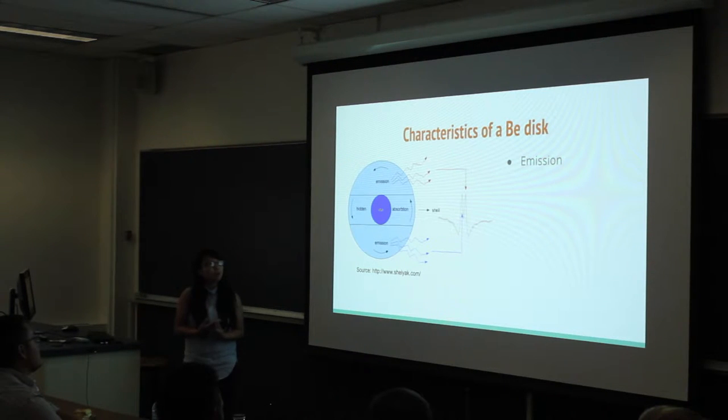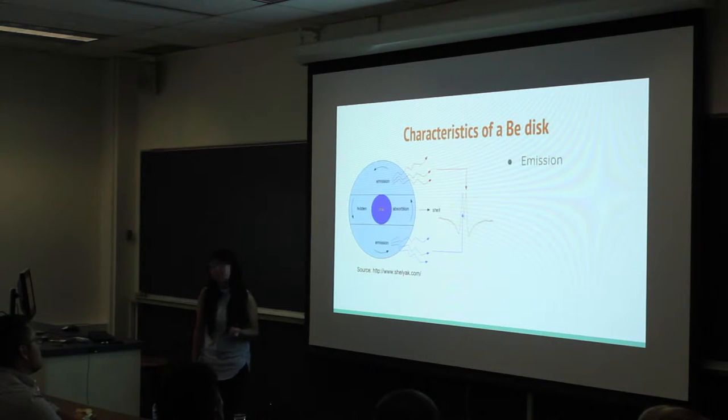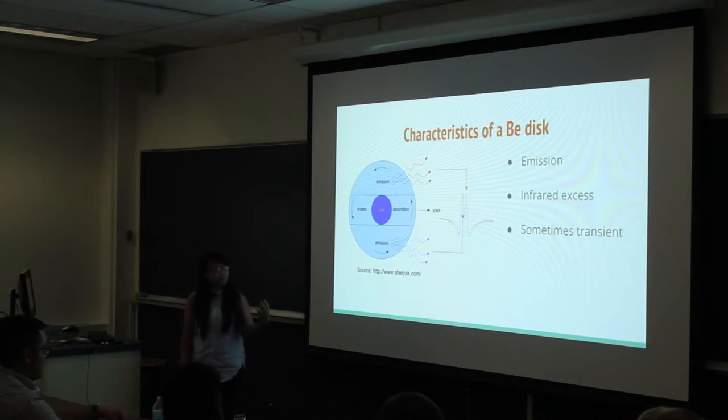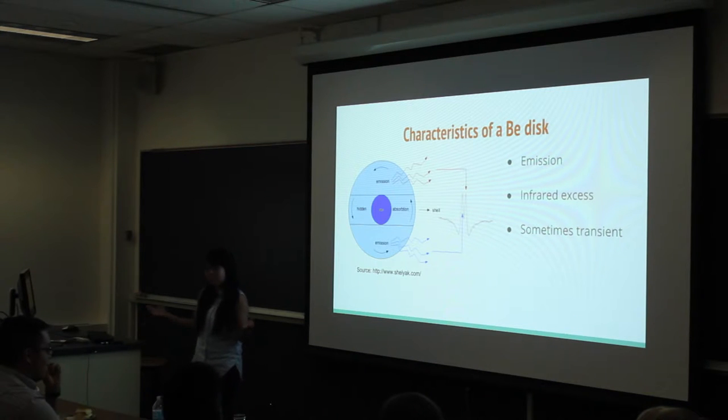So this is what makes a BE star very unique and different from a normal B-type star. First and foremost, all BE stars have an emission line in their spectrum, hence the E in the name, E for emission. The next thing is that they have infrared excess, meaning that the infrared radiation is greater for a BE star compared to a normal B-type star. And then, most importantly, it is sometimes transient, which allows a star to be in the normal B phase and also in the BE phase.